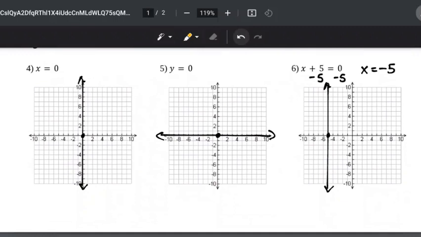And then number 6, we just have to get x by itself first, and then we have x equals -5. So we go to -5 on the x-axis, and then draw a vertical line straight through it. Okay, let's go ahead and take a look at the next page.